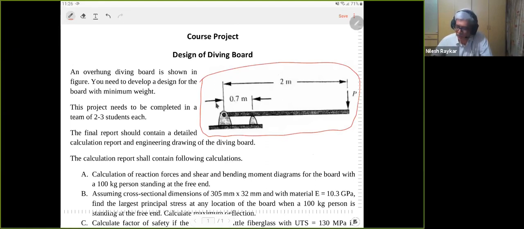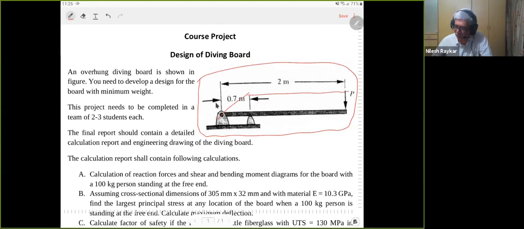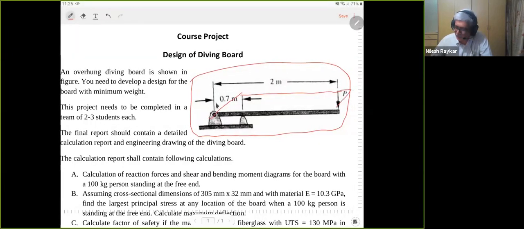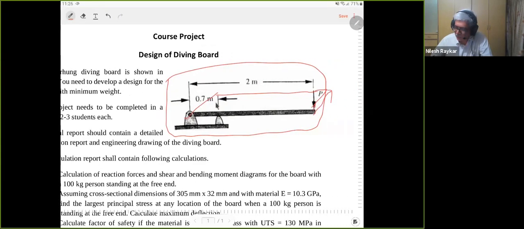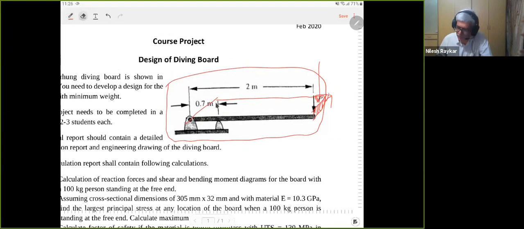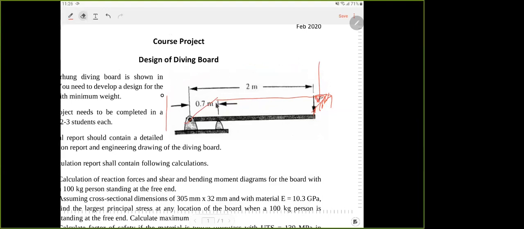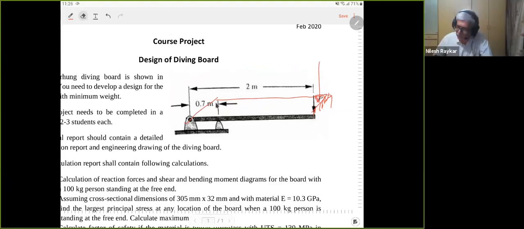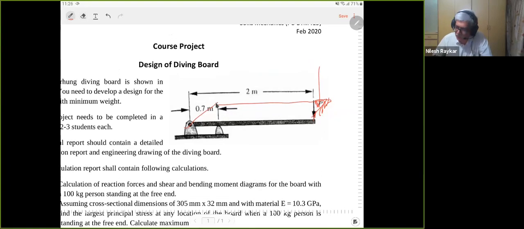So a diving board is nothing but a rectangular plate, which is what you are trying to design. You have a rectangular plate on which a person is jumping, and you are trying to find out what should be the thickness, what should be the width, and so on for this particular board.